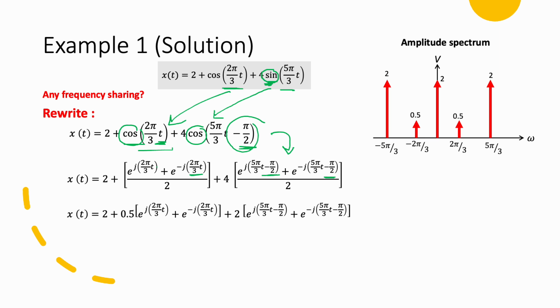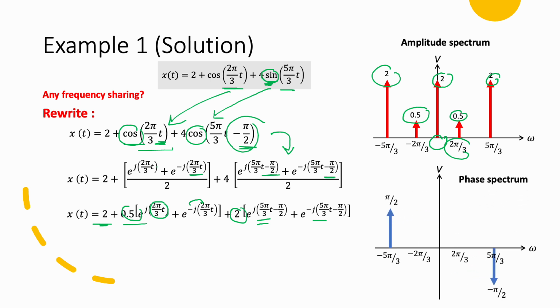At 0 angular frequency, the amplitude is 2. For positive 2 pi over 3, the amplitude is 0.5, and for negative 2 pi over 3, the amplitude is still 0.5. Next, for 5 pi over 3, the amplitude is 2, and for negative 5 pi over 3, the amplitude is still 2. So this is the amplitude spectrum.